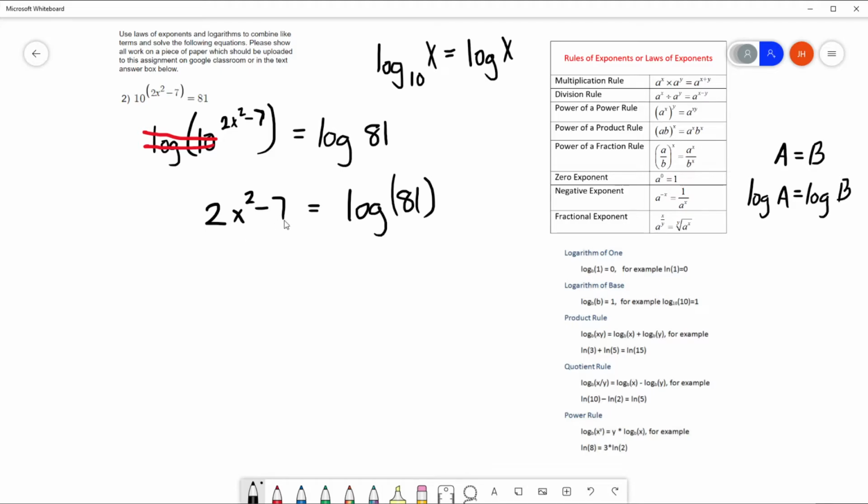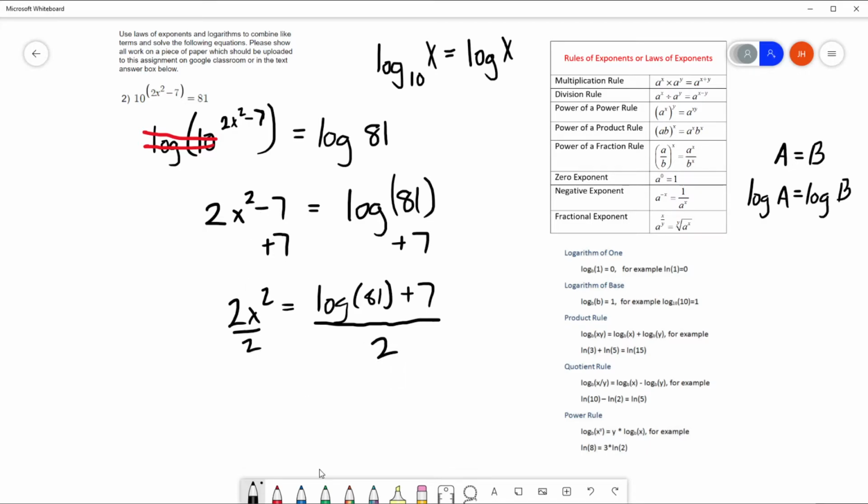This is some basic algebra, guys. I'm going to add 7 to both sides. 2x squared equals the log of 81 plus 7. I'm going to divide both sides by 2. Oh, and I should probably square root it, right? Because I have x squared. Yeah, we'll show the steps. So x squared equals this.